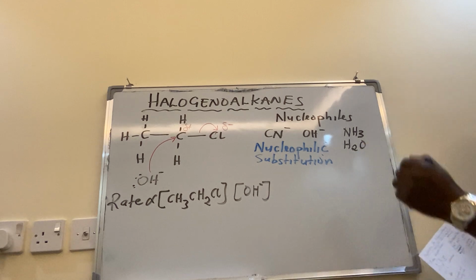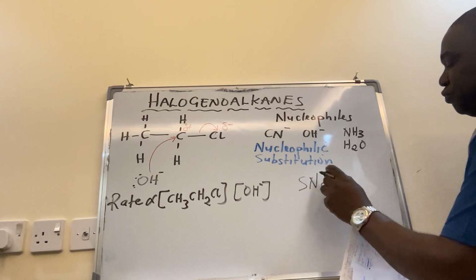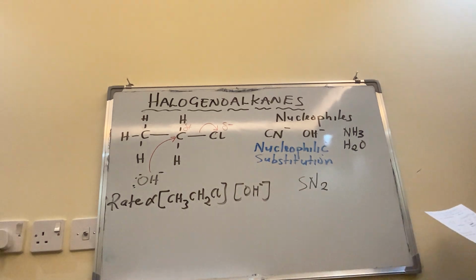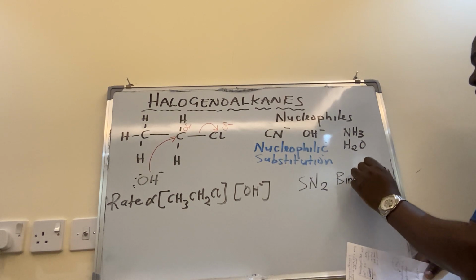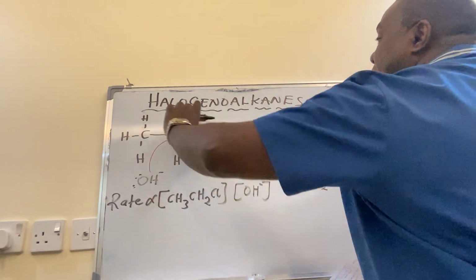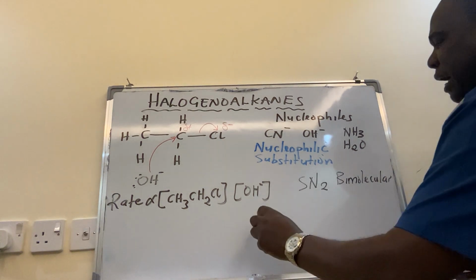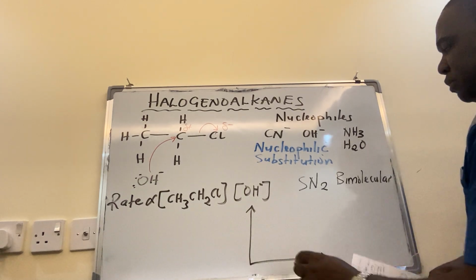It's a bimolecular mechanism, okay? Because it's a bimolecular mechanism, we can also use this word: it's SN2. Nucleophilic substitution depending on two molecules, and therefore we call it SN2. The speed of this reaction will be affected by the concentration of the nucleophile and the concentration of the halogenoalkane. And in organic chemistry, we can say this one is a bimolecular mechanism.